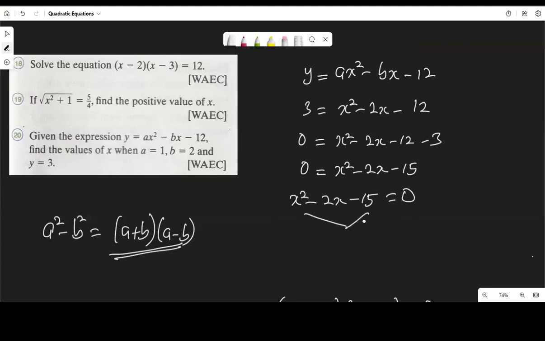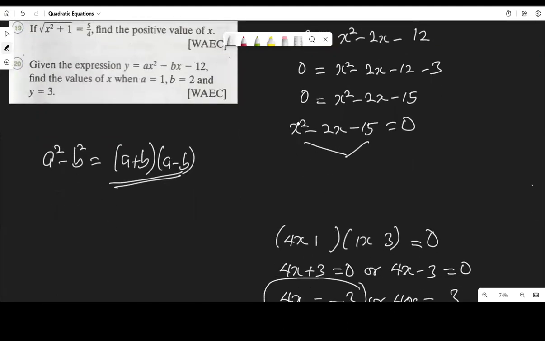So solving this quadratic equation, x squared times negative 15 is negative 15x squared. Now we look for two factors of negative 15x squared that can add up to the middle term, and the middle term is negative 2x. So the factors have to be negative 5x and positive 3x. These multiplied will give us negative 15x squared, and these added will give us negative 2x.